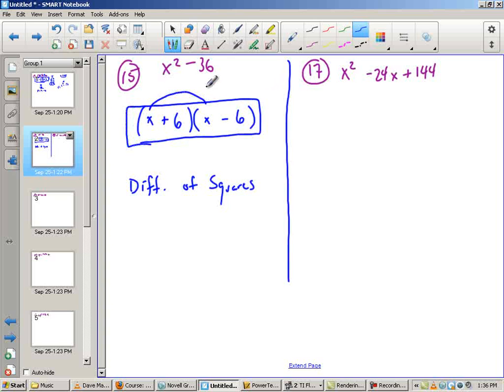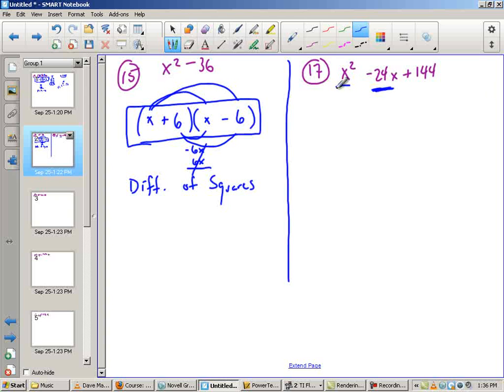x times x, well that's x squared, that's easy. x times negative 6 is negative 6x. 6 times x is 6x. And what happens when I add those? They cancel. And then 6 times negative 6 is the negative 36. So this is actually kind of cool. If I want that middle term to disappear, I need to use subtraction, and I have to use perfect squares, but that'll work.